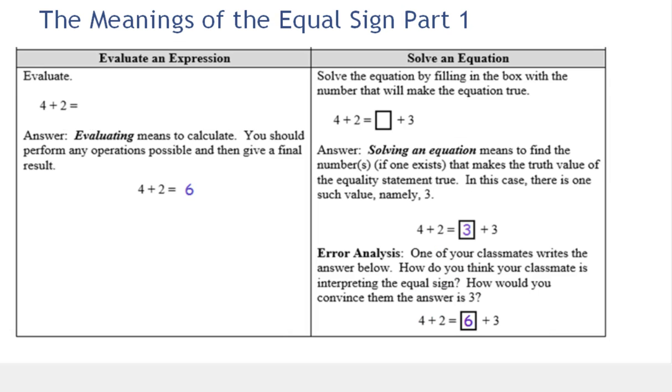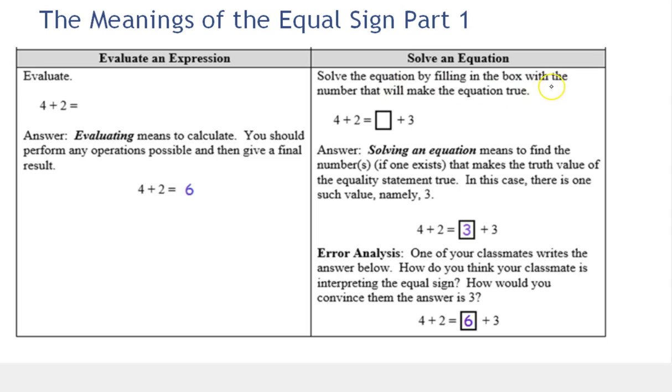Let's look at two other types. Evaluating an expression. Again, this seems the same as simplifying or performing the operations, but it's definitely going to be different when we have variables. But it means to calculate. You need to perform any operations possible and give the final result. So this is shockingly 6. Now we have solve an equation.